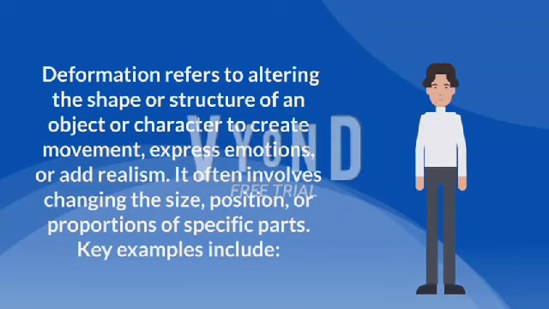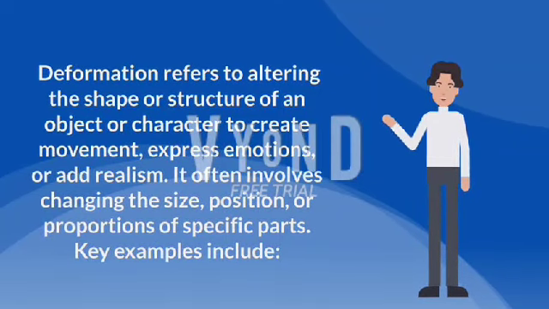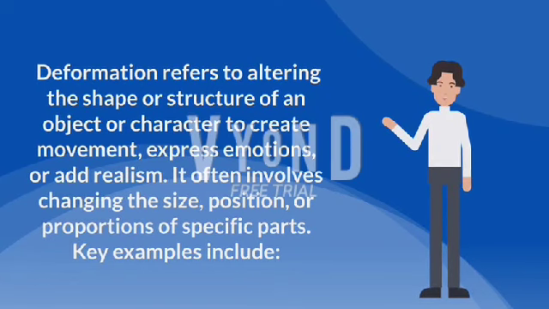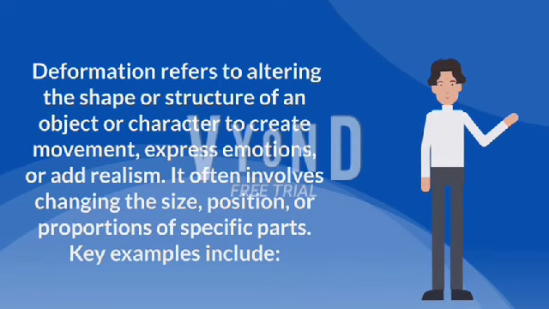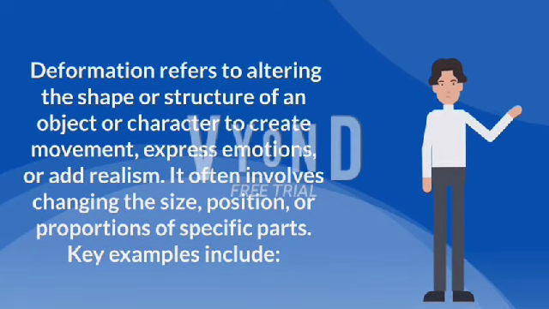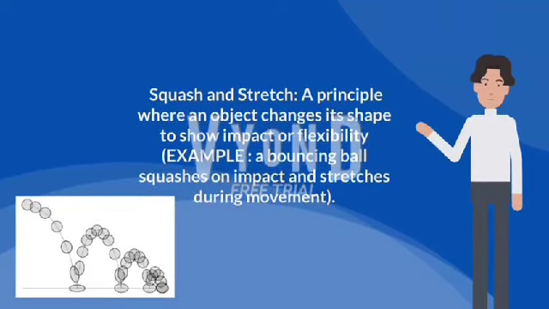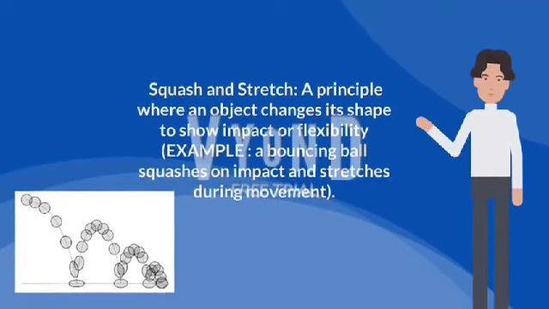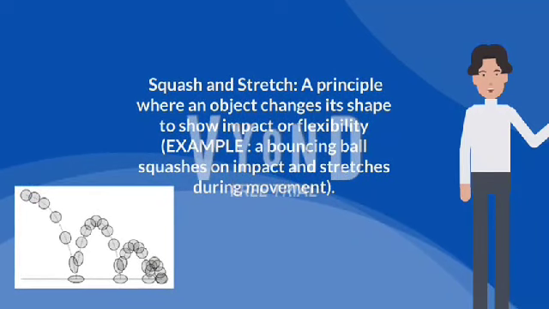Deformation. Deformation refers to altering the shape or structure of an object or character to create movement, express emotions, or add realism. It often involves changing the size, position, or proportions of specific parts. Squash and stretch. A principle where an object changes its shape to show impact or flexibility. Example: bouncing ball squashes on impact and stretches during movement.